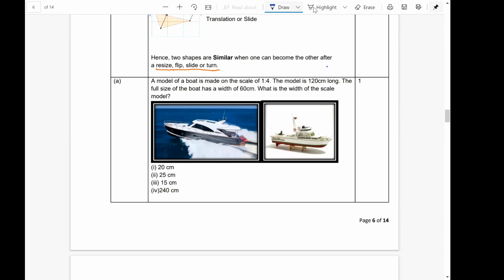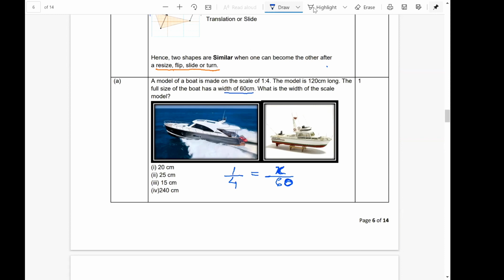Let's say the comparison. The scale factor is 1/4. So 1/4 is equal to the full size of the boat, which has a width of 60 centimeters. So we want to find the width of the scale model. I take the width of the scale model as x, that will be in the numerator, because that 1 represents the scale and 4 represents the original, the boat. So 1/4 is equal to x by 60. So we need to find the width, so no need to take the length which is given. I took only the width.